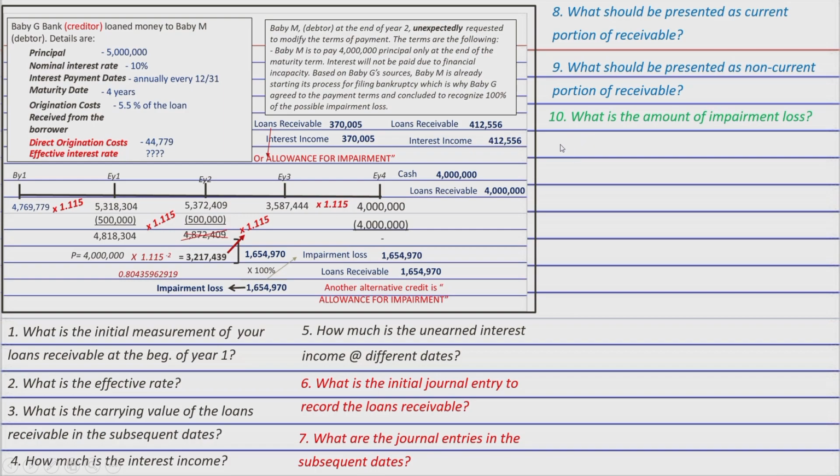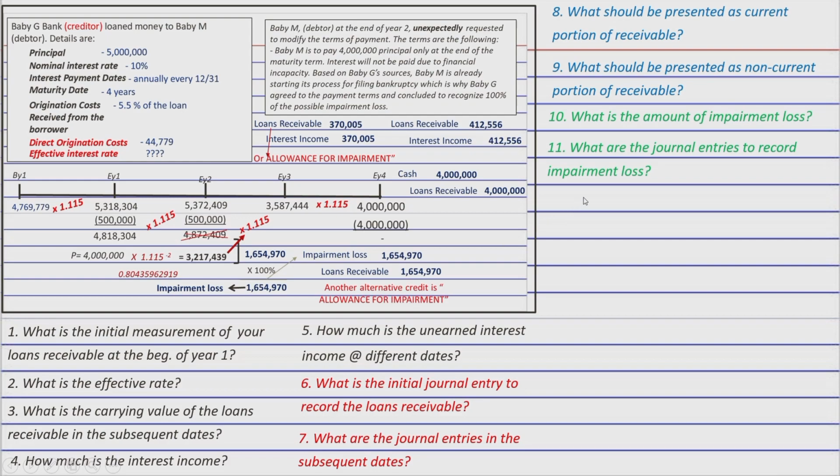Next, we have question number 11, which is, what are the journal entries to record the impairment loss? Well, again, that is as simple as this one. You can just have debit impairment loss, just like this, and then credit loans receivable, or you can choose allowance for impairment losses account. And that's it.